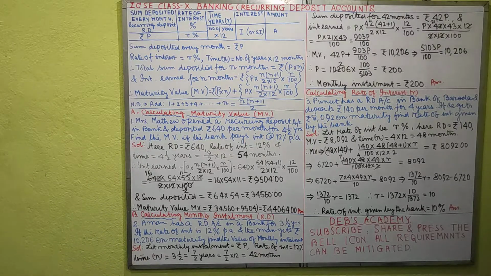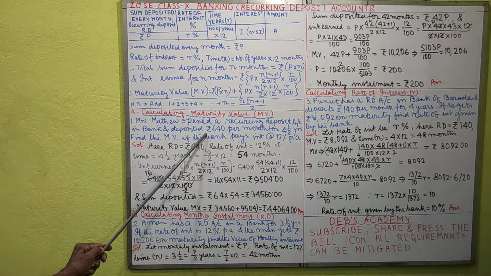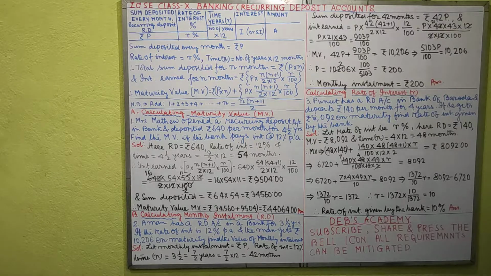Messrs. Matthew opened a recurring deposit account in a bank and deposited rupees 640 per month for 4.5 years. Find the maturity value if the bank pays interest at the rate of 12%. Just see that the monthly deposit is rupees 640. This amount will be constant for every month, and this will be deposited for 4.5 years, that is 4.5 years equal to 54 months.